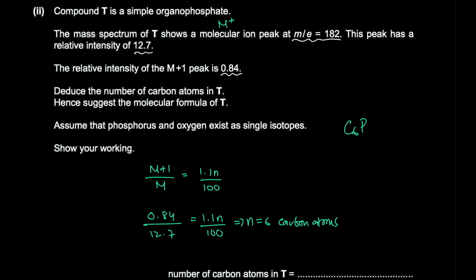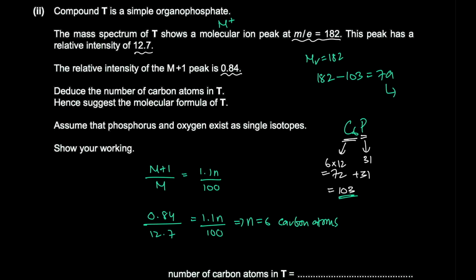Now we need to figure out the number of hydrogens and oxygens. Carbon has an atomic mass of 12, so 6 carbon atoms have a mass of 72. Phosphorus has an atomic mass of 31. So 72 and 31 gives us 103. They've also told us that the M peak is at 182, so the MR is 182. If we do 182 minus 103, we're left with a mass of 79. The 79 covers the hydrogens and the oxygens.